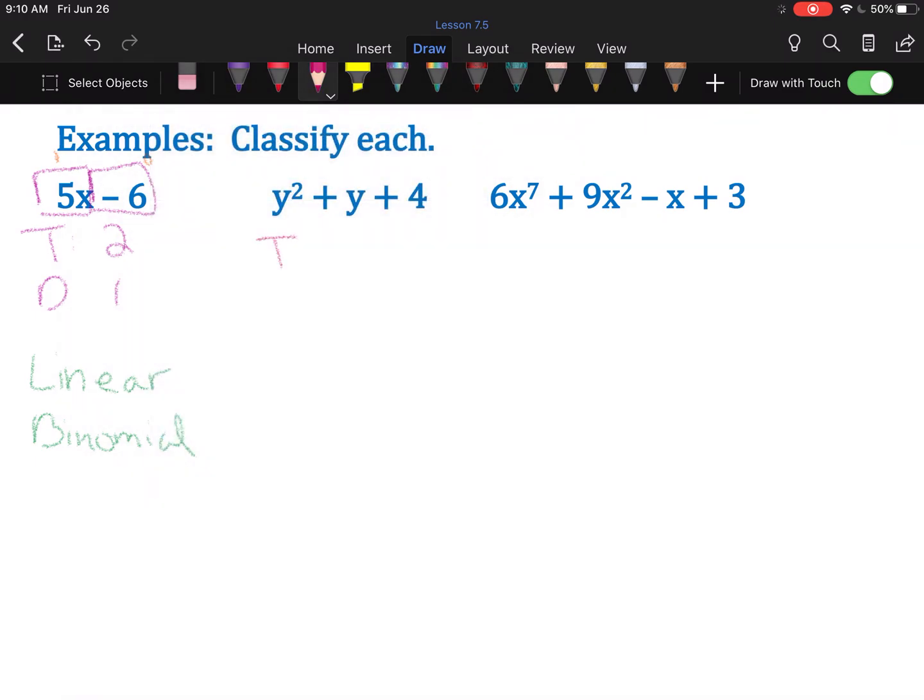This has 3 terms, and its degree is 2. That makes this a quadratic, because of the degree 2, trinomial. Okay, and we do always label the degree first, term second. So monomial, binomial, trinomial, polynomial will always be the second word. Linear, quadratic, cubic, quartic, quintic, whatever the degree is will always be first.